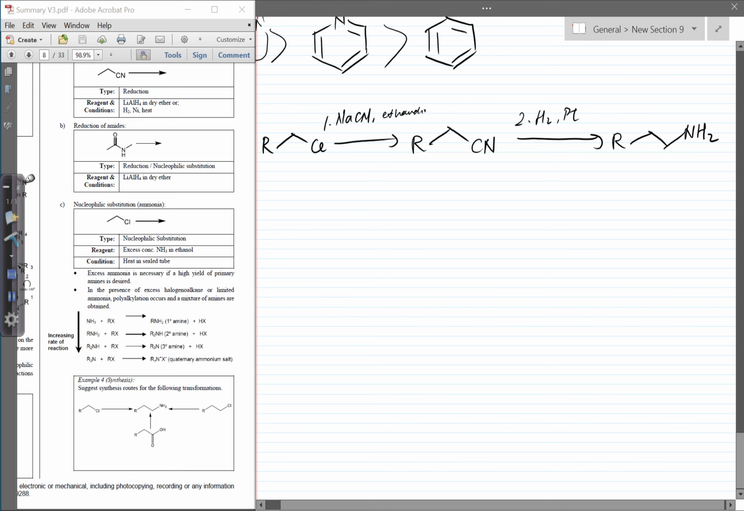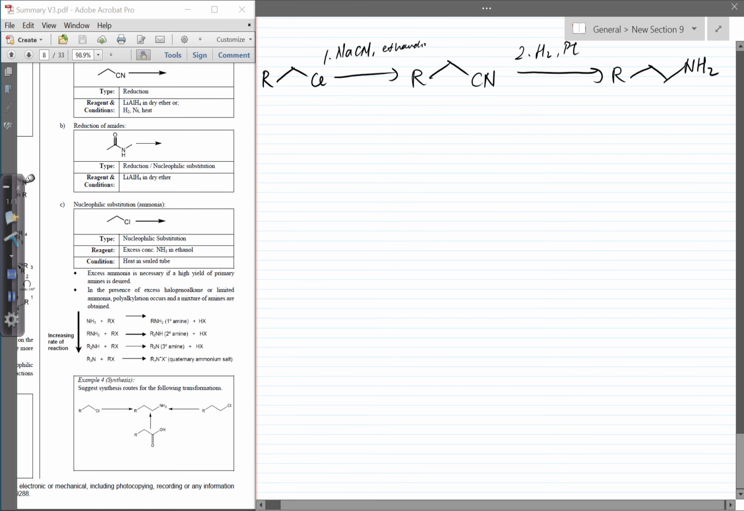For the right hand side one, you just have to throw in excess concentrated NH3 in ethanol, right? Quite straightforward. And then for the bottom one, you have to perform a 3-step reaction, right? The first step is to convert it to acyl chloride, okay? And then you make it into an amide. Yes, and then you reduce, right? You've already done this quite a few times, right?